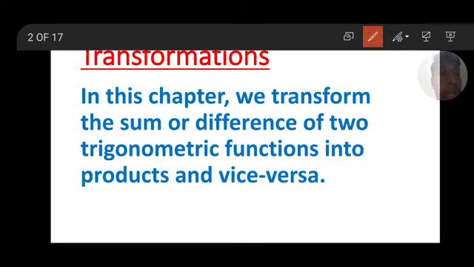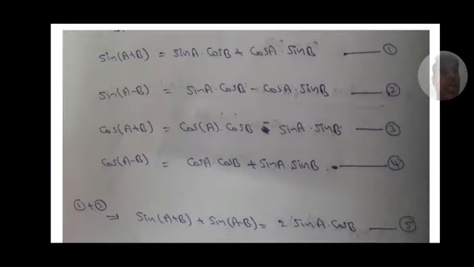We will transform the sum or difference of two trigonometric functions into products, and vice versa means products into sum or difference. Okay, now we will see the formulas and problems. First, we know that we already have the formulas.